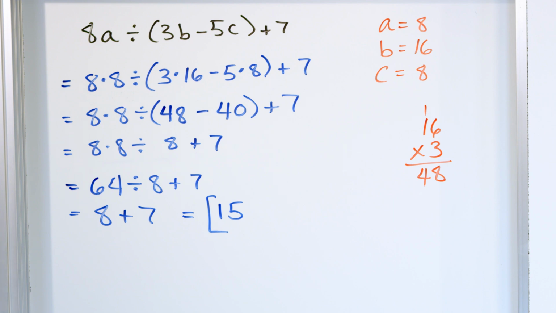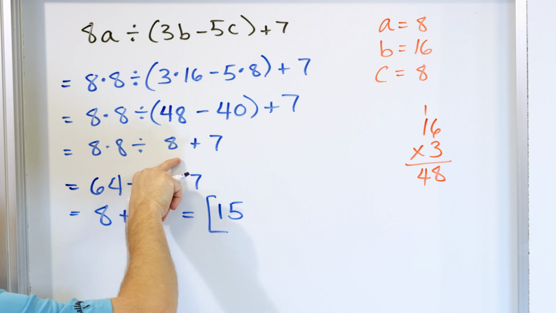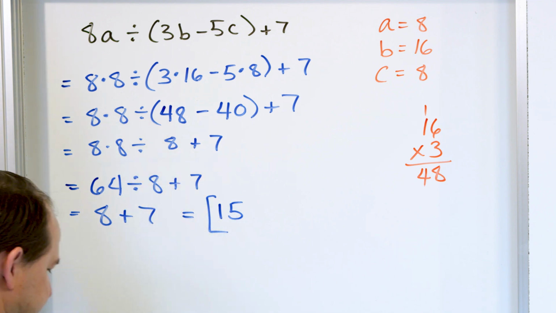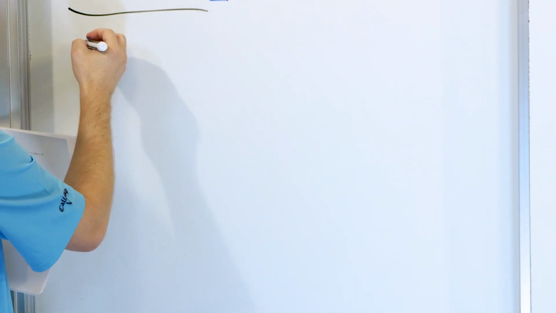So don't go forgetting your order of operations. You can't add first. You have to go left to right, multiplication, division, and then that addition there happens at the very end. All right, here's our very last problem. Let's make it a good one.